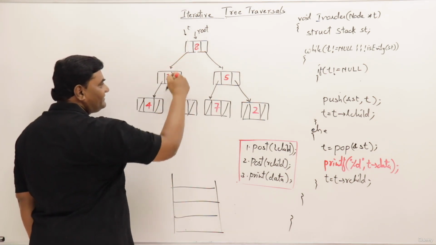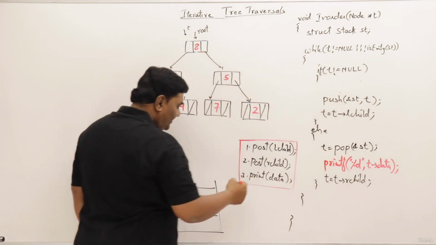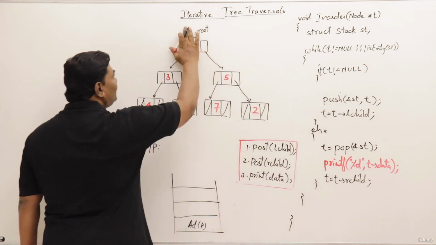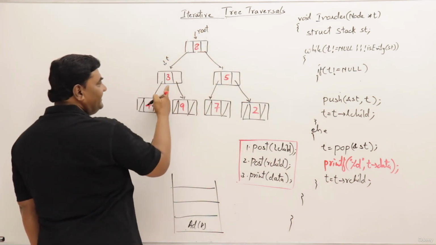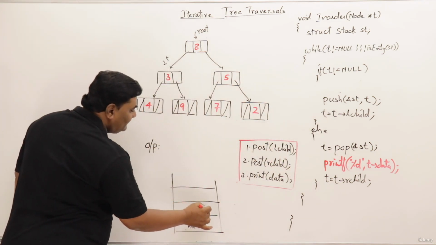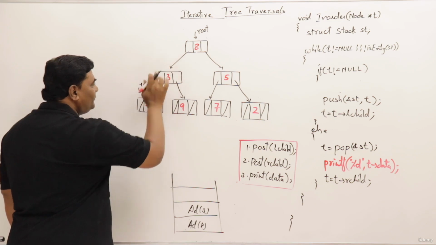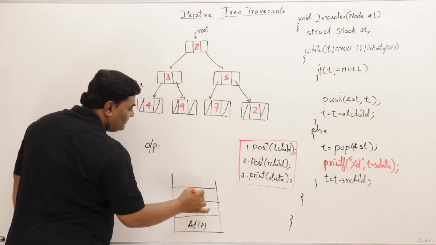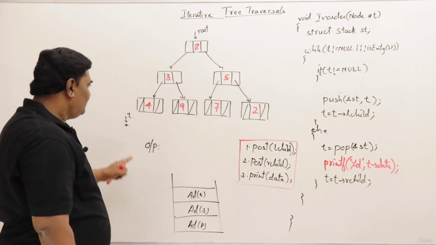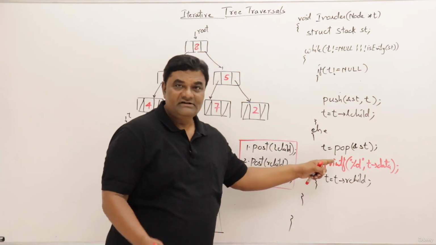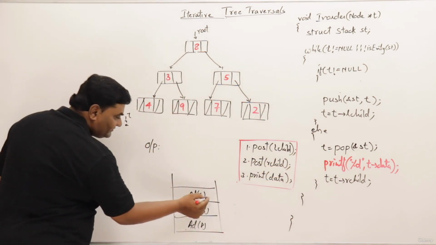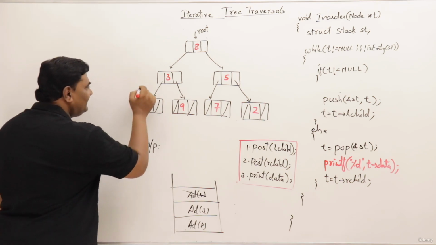So let us start. T is on this one. T is not null. What is the first step? Push the address of that node into the stack: 8. Then move to the left child. T is not null, so if it is not null, push and move left. Push the address of 3 and move left. Push the address of 4 and move left. No, it is null. So null means what should we do in the else part? Pop out, print and go to the right child. So let us do it. Pop out. So this is deleted. T is here.